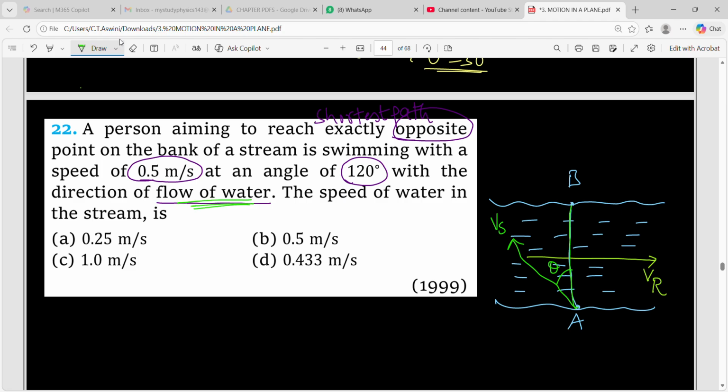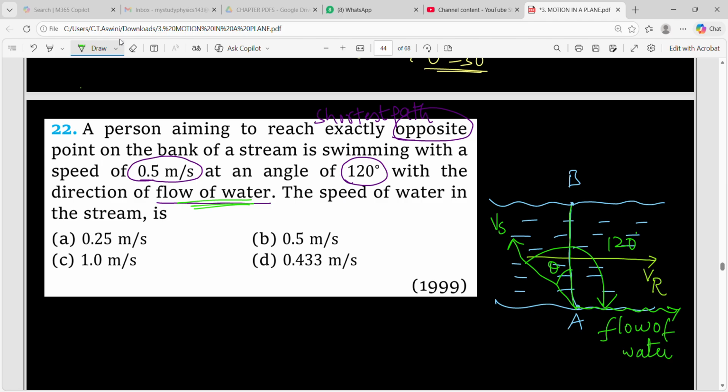Where is the flow of water? Flow of water is in east direction. So this total angle is given as 120. Got this clarity? Concepts are easy, but you also have to be a bit careful, right? Total angle is given. This is the flow of water. Flow of water is towards east. So with the flow of water, the angle made is 120.